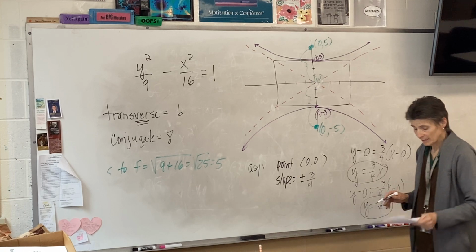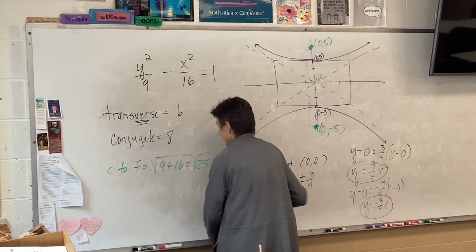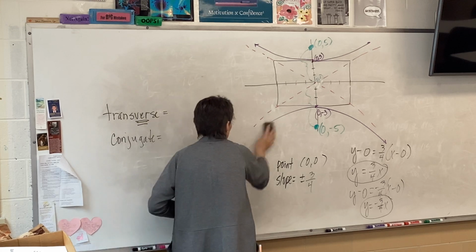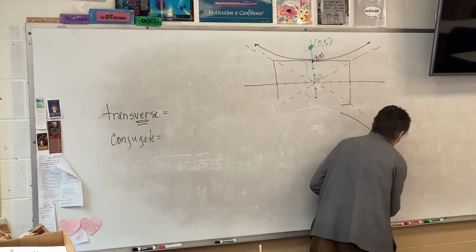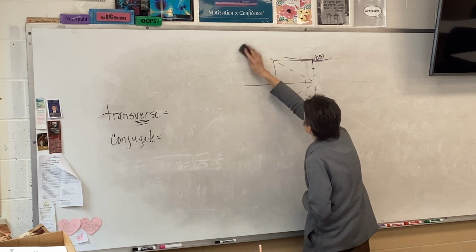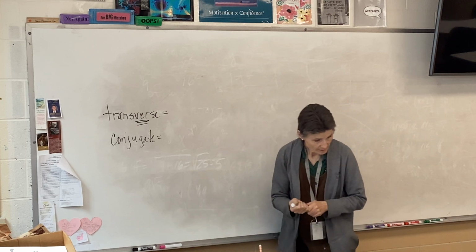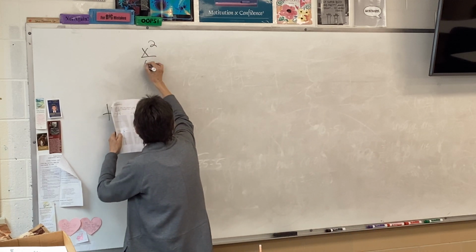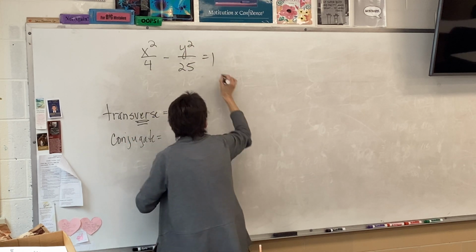Okay? All right, let's try the next one. These things take the whole board. All right, so what's my next one? x squared over 4 minus y squared over 25.